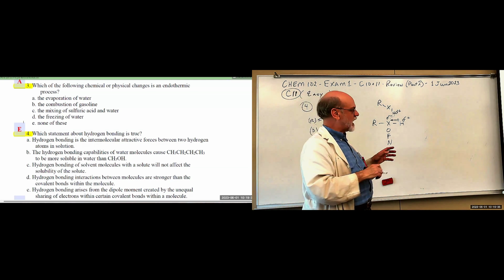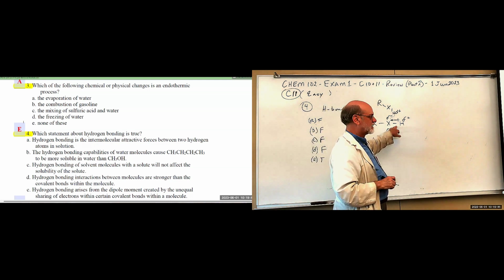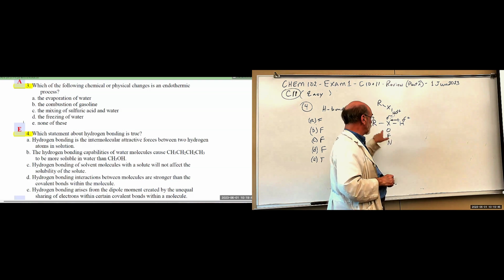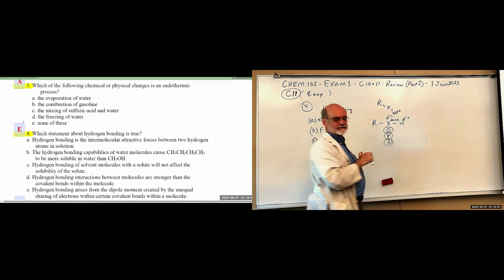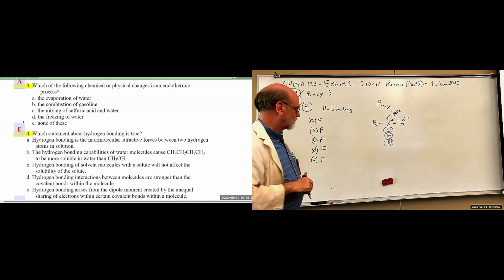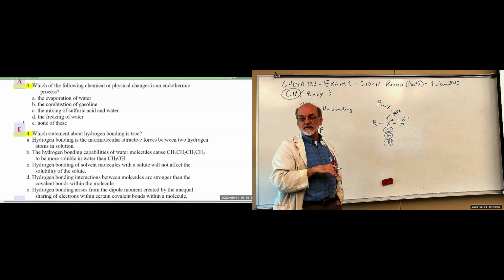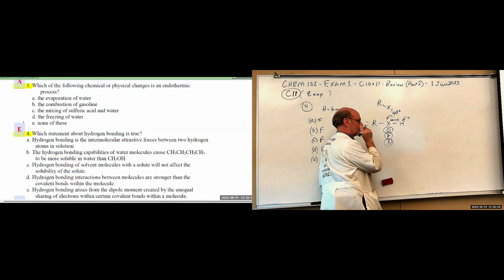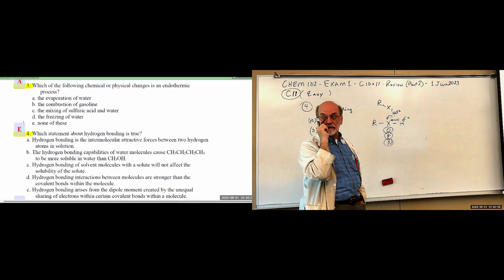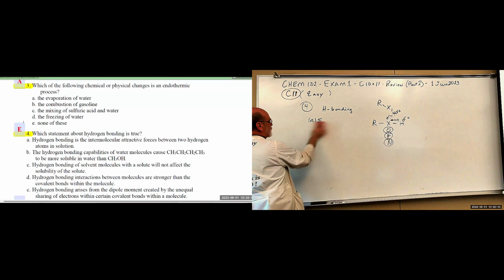Hydrogen bonding arises from the dipole moment created by the unequal sharing of electrons within certain covalent bonds within a molecule. Yeah. And the certain covalent bonds are between one of these atoms and hydrogen. Why those? Because for the rest of them, the electronegativity is not strong enough to create that strength of a dipole. It's a practical determination. Okay, that was 4. I think 5 is waiting in the wings.